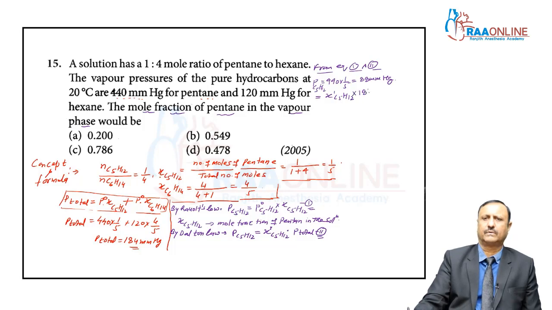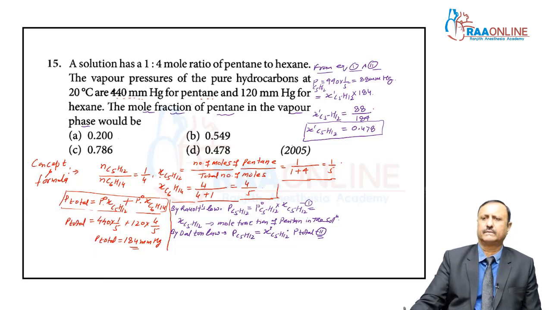Now my dear students, we can see here that this equals X dash C5H12 into 184. So X dash C5H12 is 88 upon 184, and you can get the answer, that is 0.478. It is the mole fraction of pentane in vapor phase. My dear friends, what is the 88? Here 88 is the partial pressure of C5H12. What is the 184? 184 is the total pressure, P total.